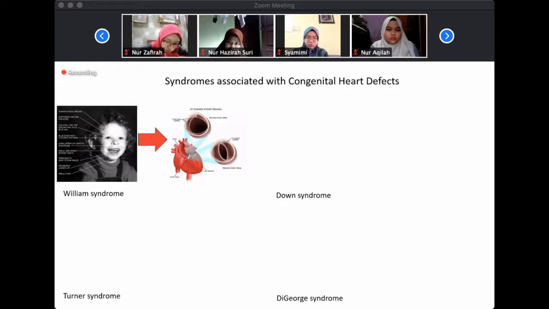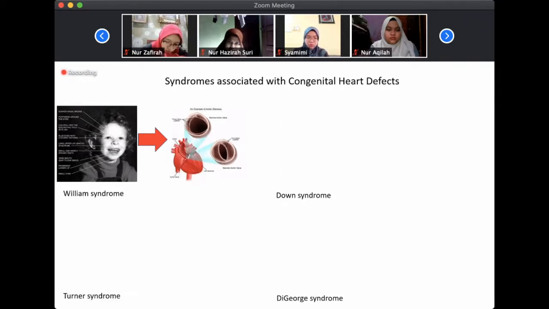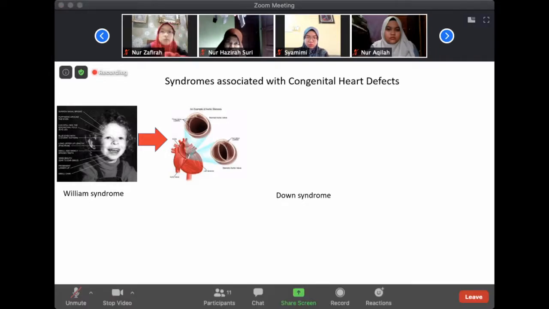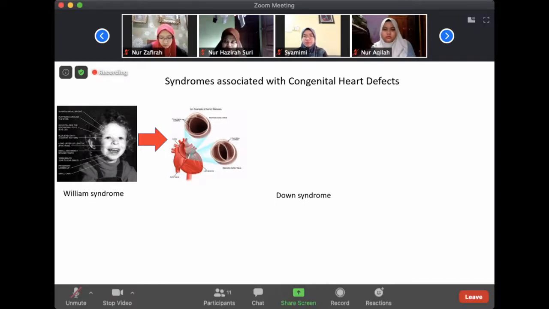And one more thing about Williams syndrome, apart from the congenital heart disease, we can also suspect it if during infancy the patient suddenly has hypercalcemia, a high calcium level, usually idiopathic. We don't know what causes the rise in calcium, so we can suspect the patient to have Williams syndrome. That's all for Williams syndrome.